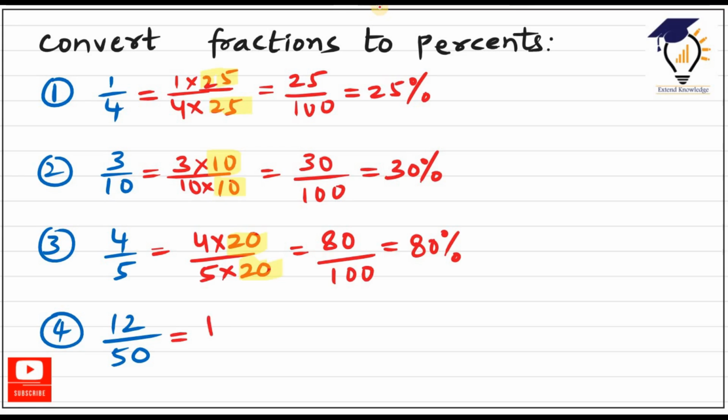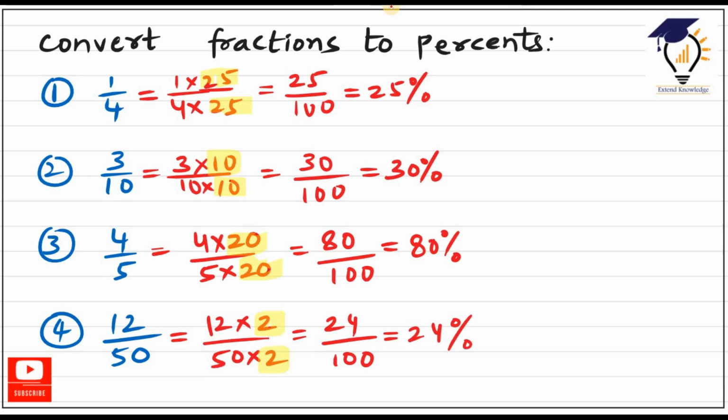12 by 50. 50 times 2 will give me 100. So do the same thing on the numerator. 24 by 100. Here I have done 50 times 2 to get the 100. So as you can see, 100 can be rewritten with the percentage symbol, which is 24%. This is how we can convert fractions to percentages.